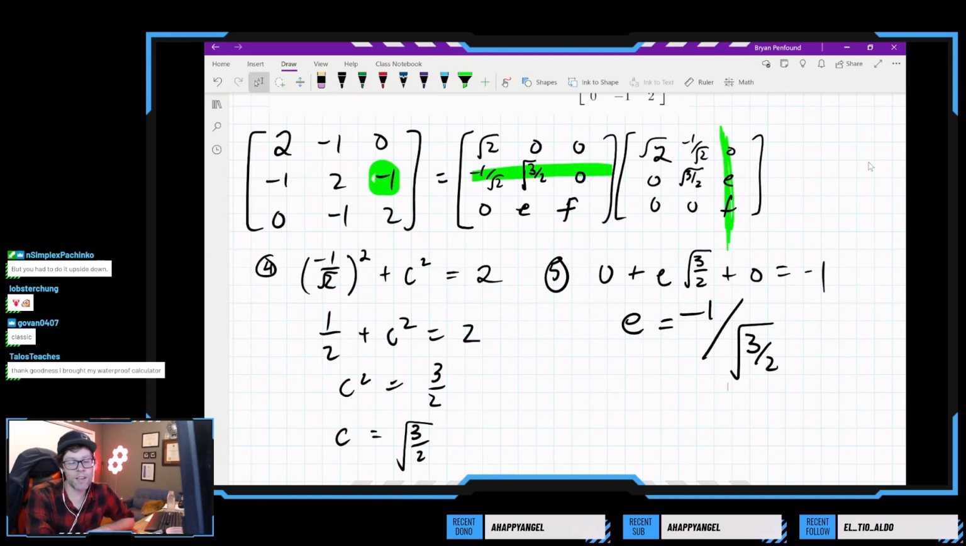Yes, the waterproof calculator. Yeah, waterproof TI, mandatory for those hot tub streams.